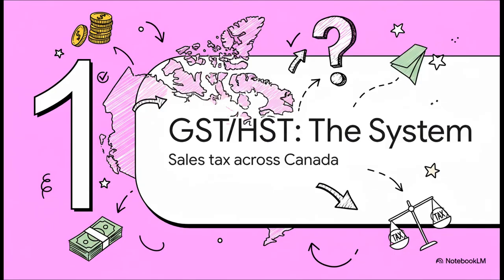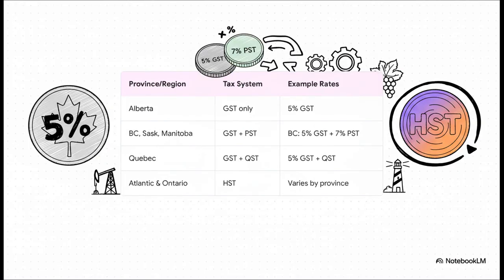All right, first things first, you have to understand that Canada does not have one single national sales tax system. It's more like a patchwork quilt. The federal government has its GST, but every province gets to decide how they want to handle their piece of the puzzle. So let's take a look at what that quilt actually looks like. This table really lays it all out for you.